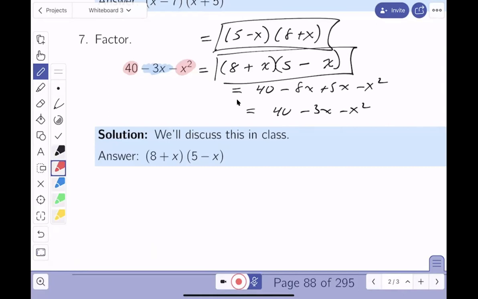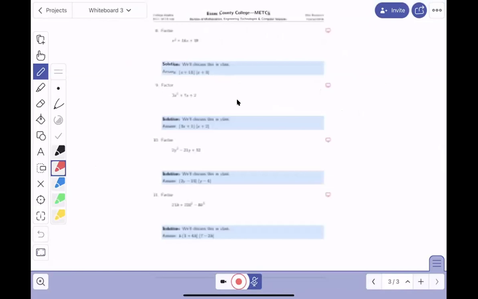All right, let's get our key. Let's see how we did. 8 plus x, 5 minus x. Good job. Let's go to the next one, which would be number 8 now.